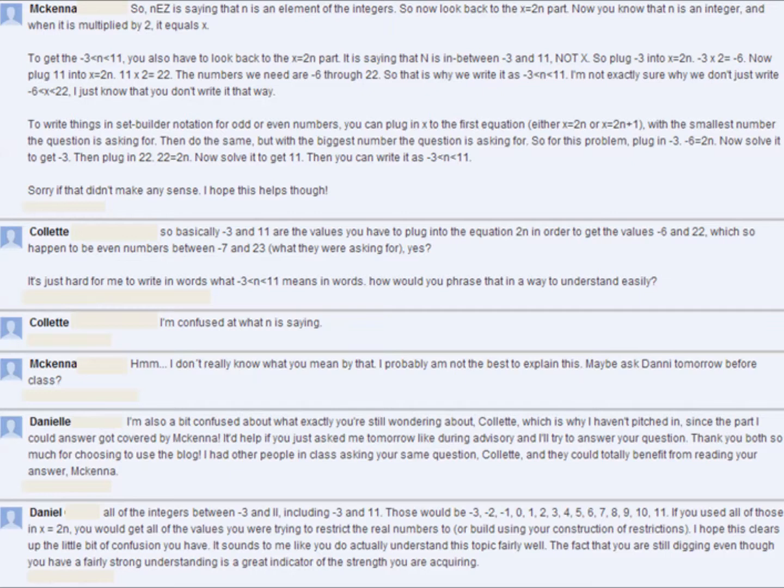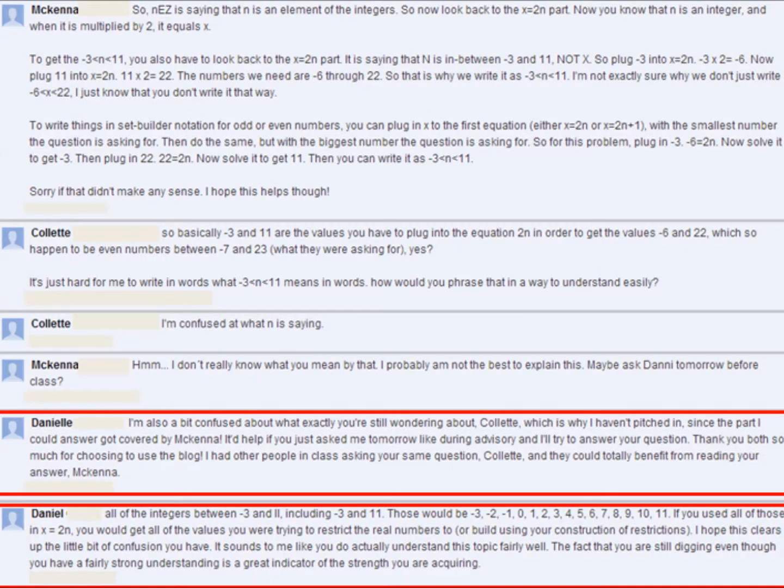Although the student was still a little confused, the teacher and the student intern also commented on the student's reflection to help clear up any more confusion.